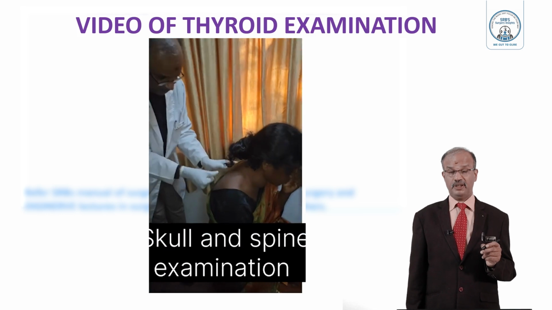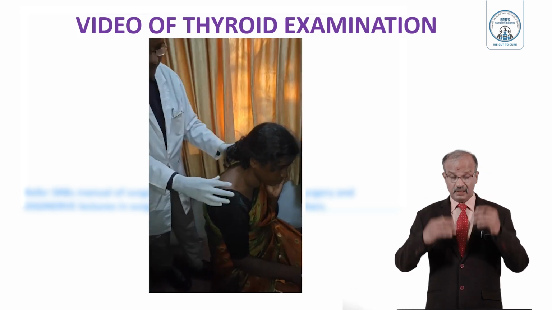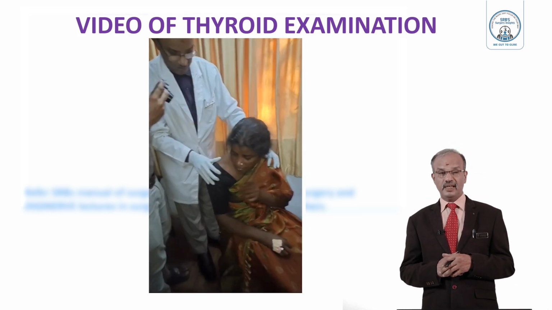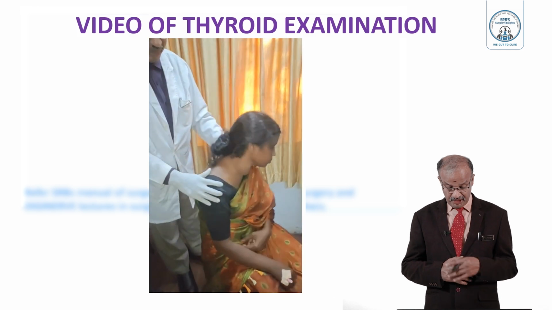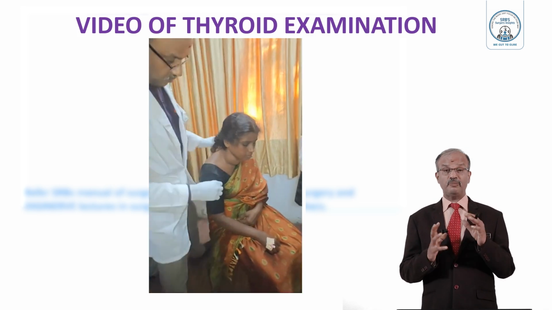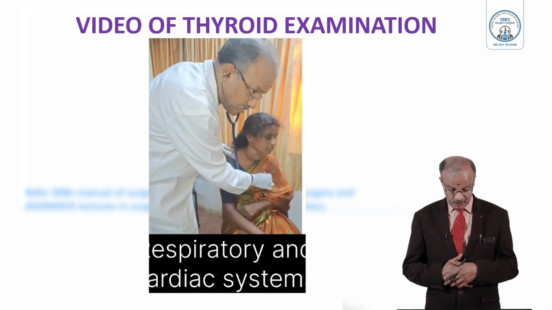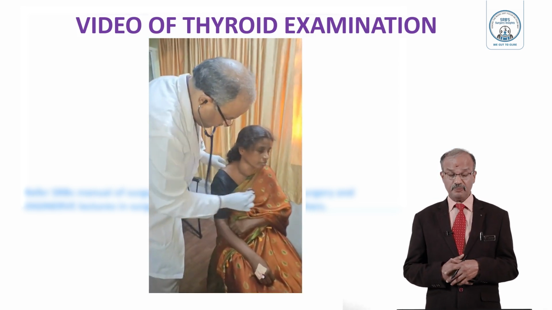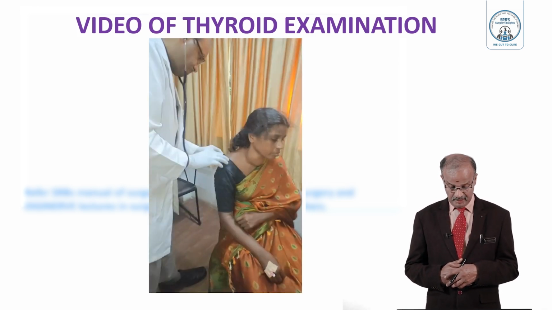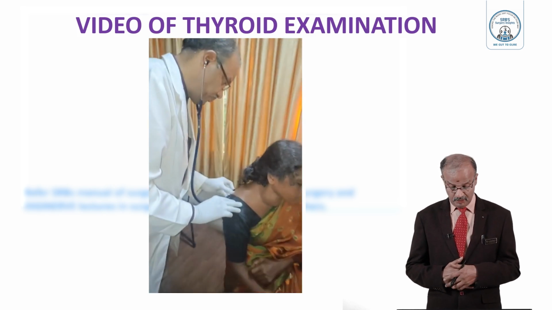Skull and spine examination, important. Skull for frontal swelling, secondaries. Rotation of the spine should be done in the sitting position. You have to fix the pelvic girdle, remember. If you do it in the standing position, that is wrong. Sit on a stool and do it. Respiratory and cardiac system, both are important.